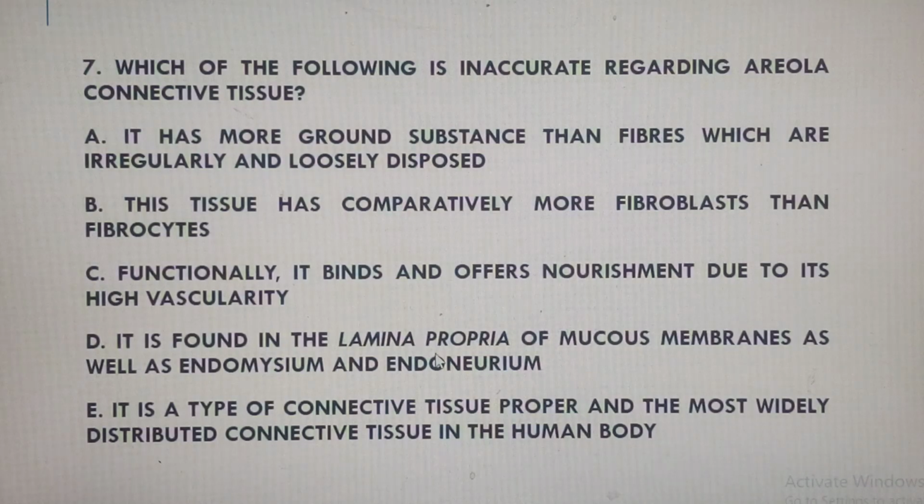Then I will make another statement. Every epithelium will have a lamina propria of loose connective tissue, and that is what we call the areolar. So that's a very true statement, covering the endomysium around the muscle, the microscopic aspect of the muscle, and the microscopic aspect of the nerve, where you are going to see endoneurium. Those things are true. Now, option E says it is a type of connective tissue proper and the most widely distributed connective tissue in the human body. Yes, that is a very true statement. It's a connective tissue proper.